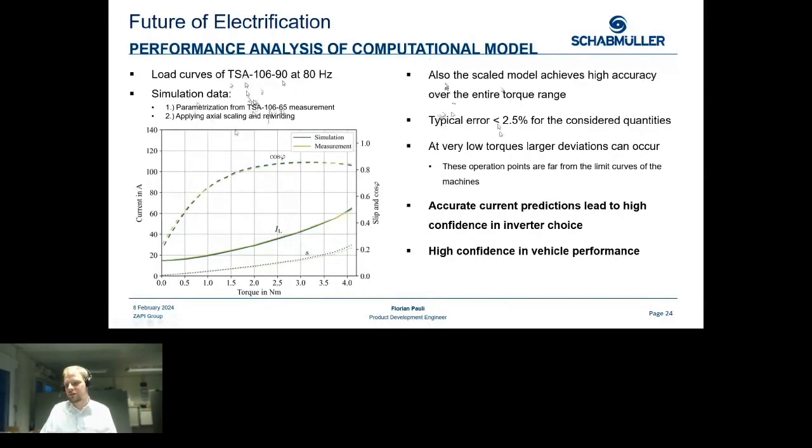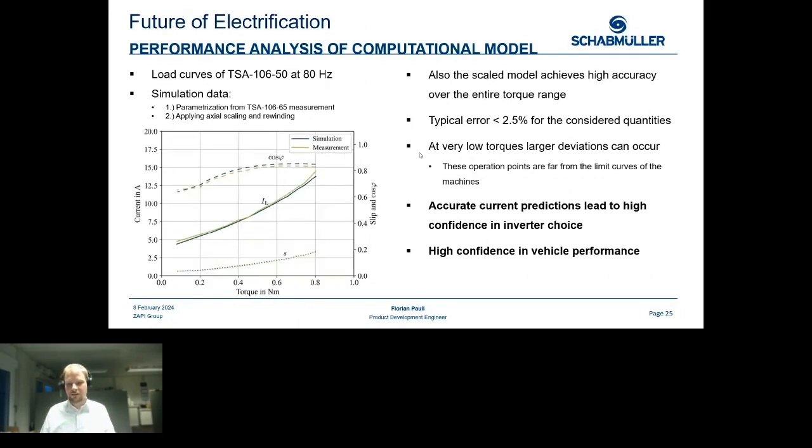Typical errors are below 2.5%. At very low torques, the deviations that occur can be a little bit higher, but overall we have an accurate current prediction, and this leads to a high confidence in inverter choice, and this then leads for our customers to a high confidence in vehicle performance.